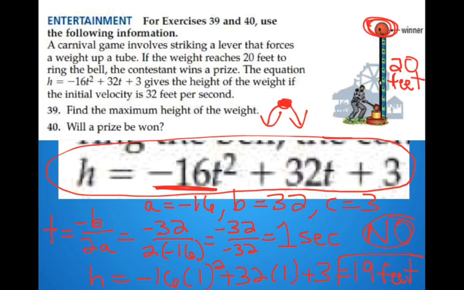So it kind of shows the importance of the vertex of the parabola. It gives you that maximum or minimum. For our purposes, we're going to use maximum. Okay? So that should help you a little bit there.